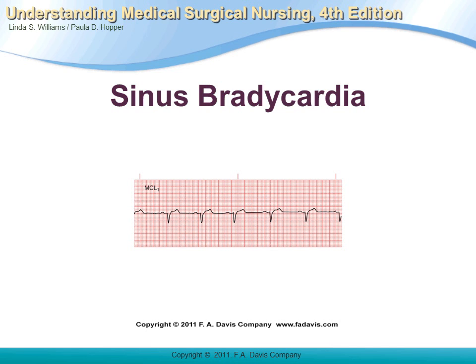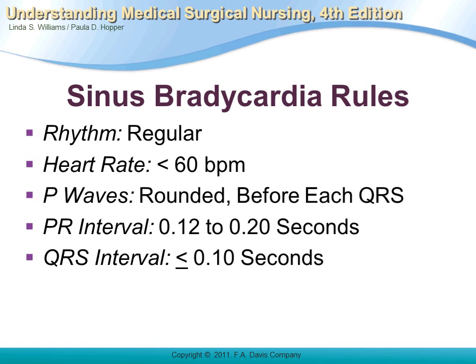So sinus bradycardia, everything is normal except for the heart rate. It's slower. It's less than 60 beats per minute. The rhythm is regular. The heart rate, however, is less than 60. The P waves are normal. They're rounded. One comes before each QRS complex. The PR interval is normal, 0.12 to 0.2 seconds. The QRS is less than 0.1 seconds.